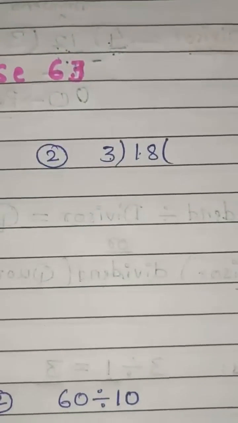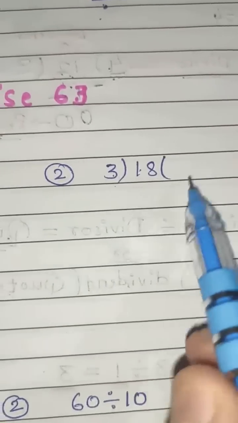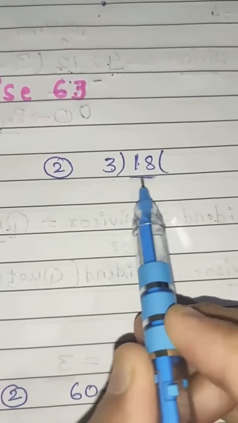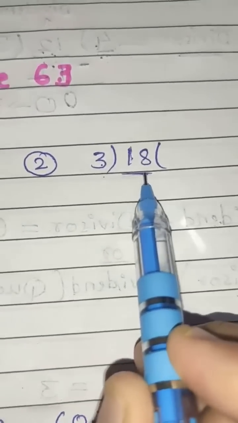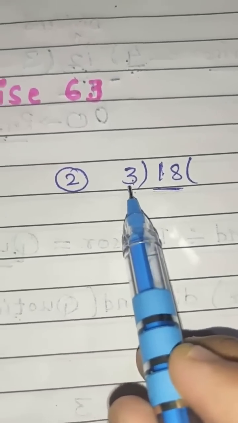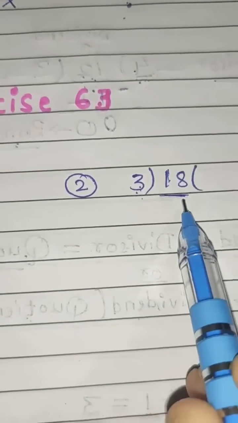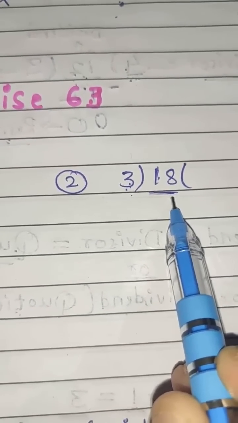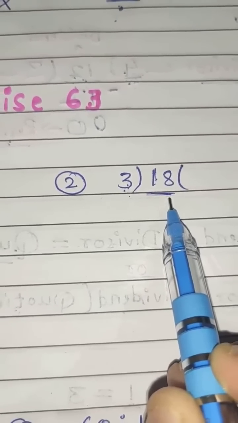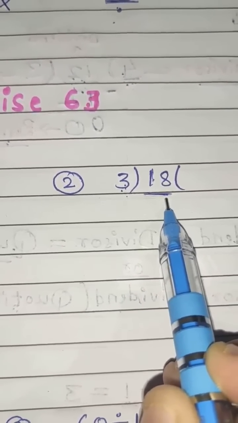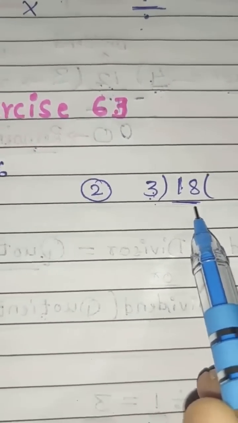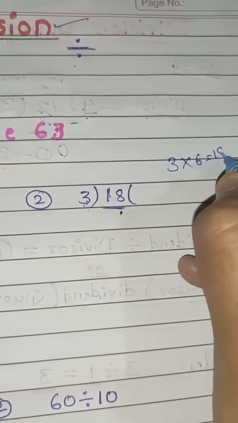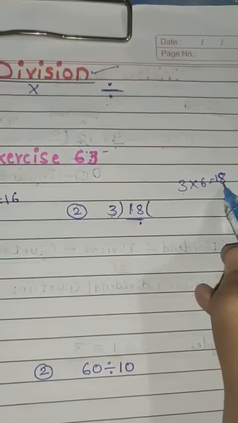Okay, what you have to do? You have to first see this first digit. It is smaller than the 3. Next you have to take the other digit. It will become 18. Right? Now you have to count this 3 table till you get the number 18. Okay, let's count with me. 3 ones are 3. 3 twos are 6. 3 threes are 9. 3 fours are 12. 3 fives are 15. 3 sixes are 18. So 3 sixes are 18.